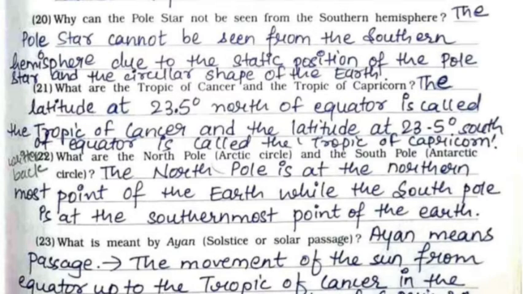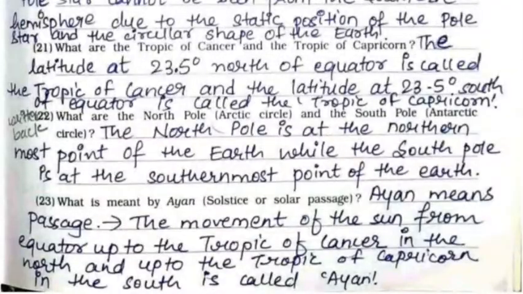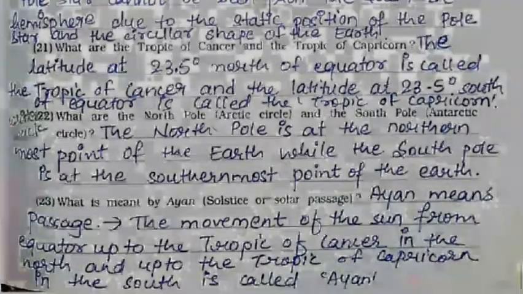of the earth. 23. What is meant by Ayan, that is solstice or solar passage? Ayan means passage. The movement of the sun from the equator up to the Tropic of Cancer in the north and up to the Tropic of Capricorn in the south is called Ayan.